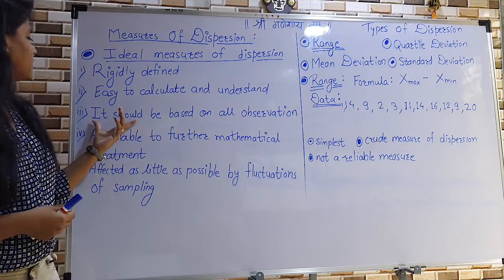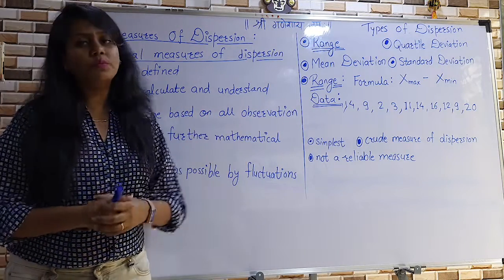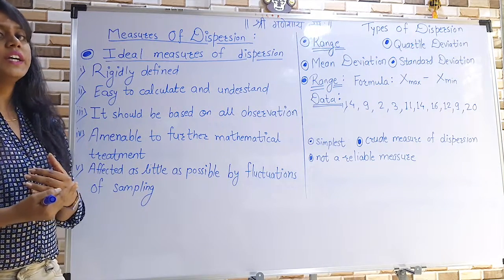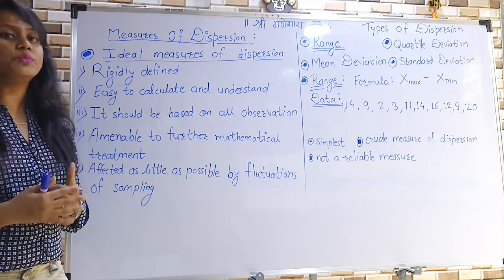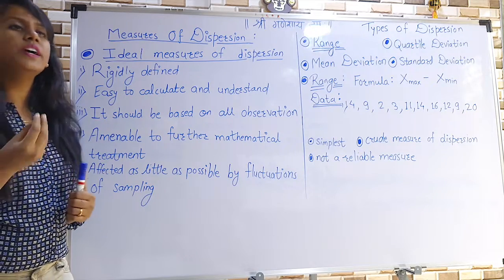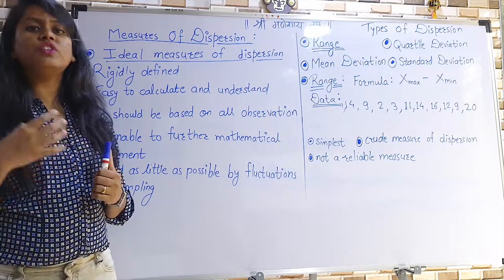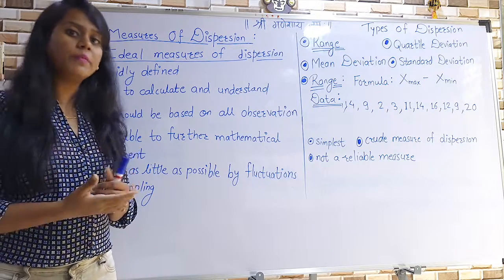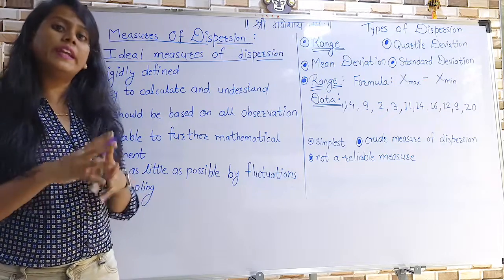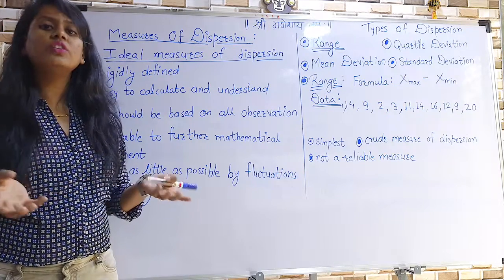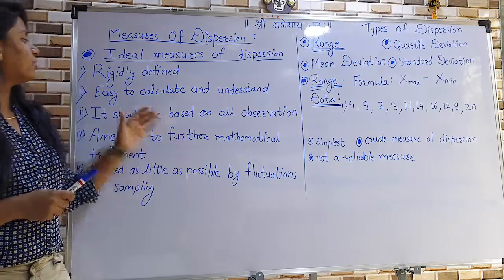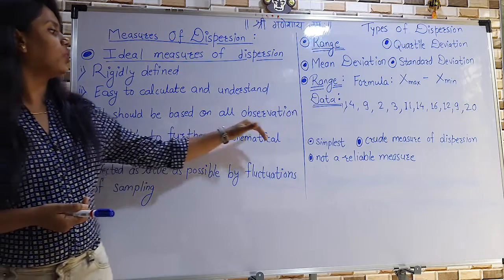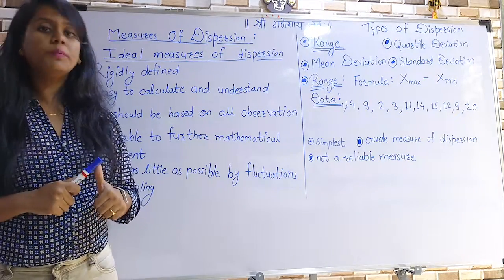Then the third is it should be based on all the observations. Now if our data is not based on all the observations, meaning it is considering only 5% or 10% or 50% of the data, can we say that it is a reliable one to take a decision about the entire variation in the data? No, of course not, right? So therefore to get the ideal, it should be based on all the observations. This is one of the properties.